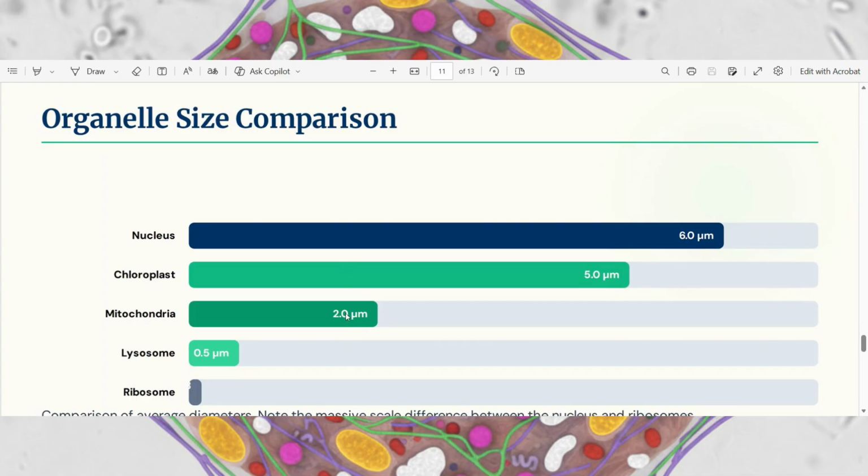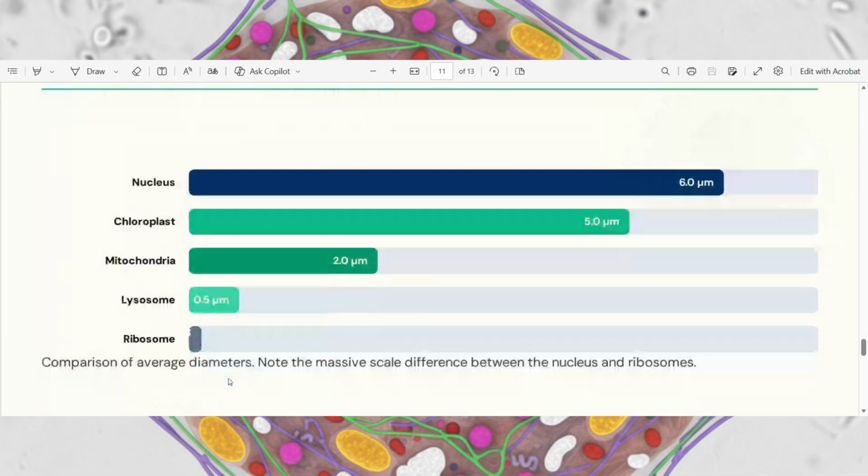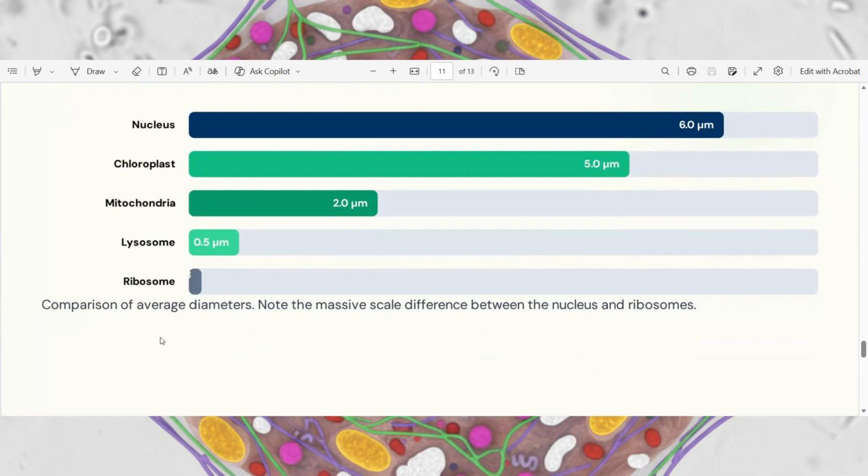Mitochondria, and when I say mitochondria, it's not just one mitochondrion per cell. Depending on what type of cell it is, it could be dozens, hundreds. Lysosomes make up about 0.5. So, comparison of average diameters, there is an enormous scale difference between the nucleus and the ribosomes. Look at that.